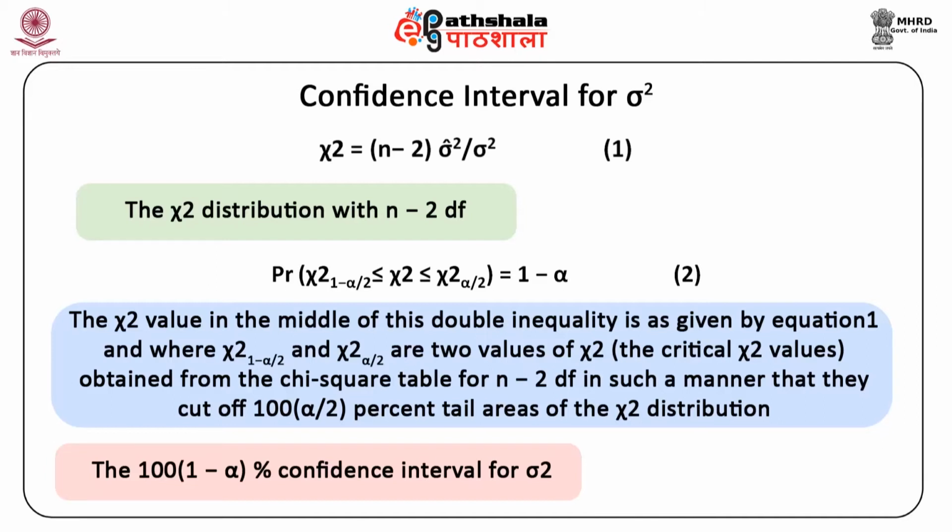The interpretation of this interval is that if we establish 95% confidence limits on sigma square, and if we maintain a priori that these limits will include true sigma square, we shall be right in the long run 95% of the time, which means out of 100 samples, 95% samples will have this value of chi square within this confidence interval.